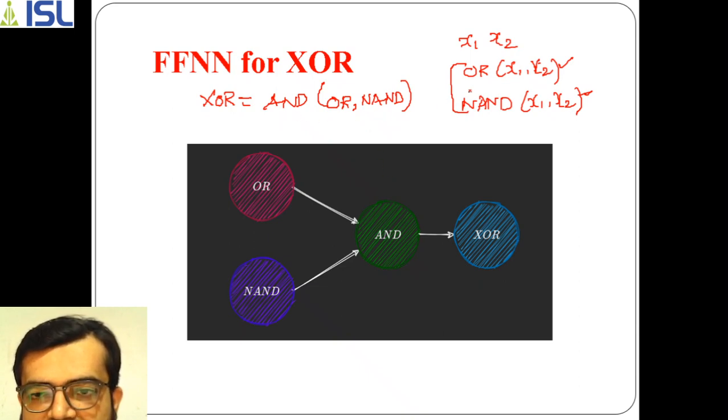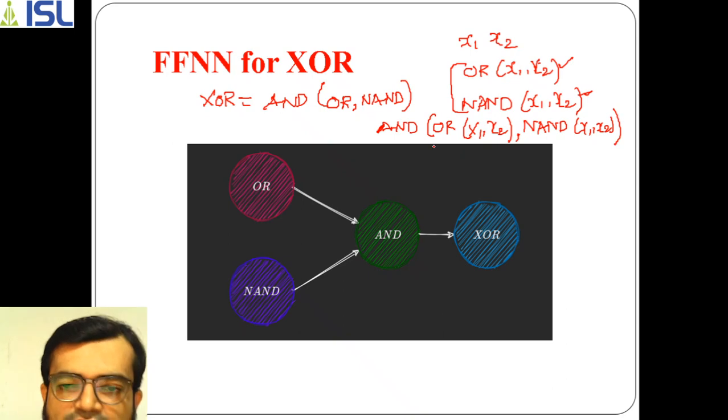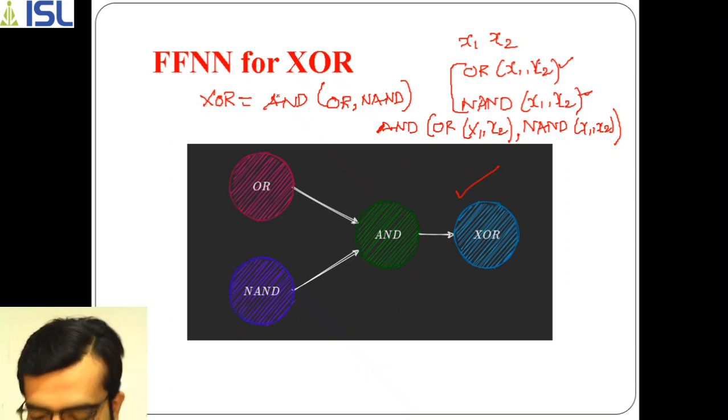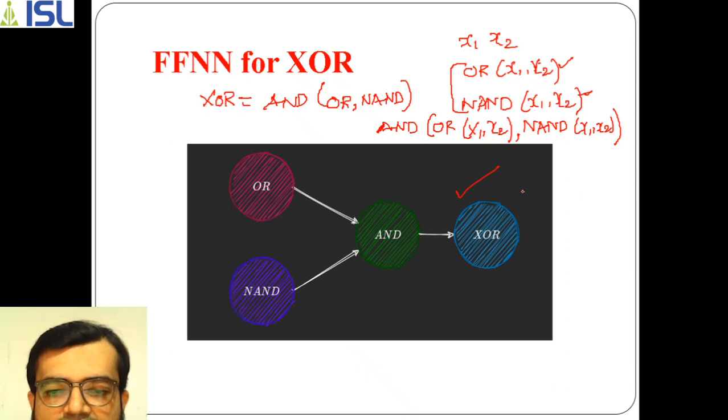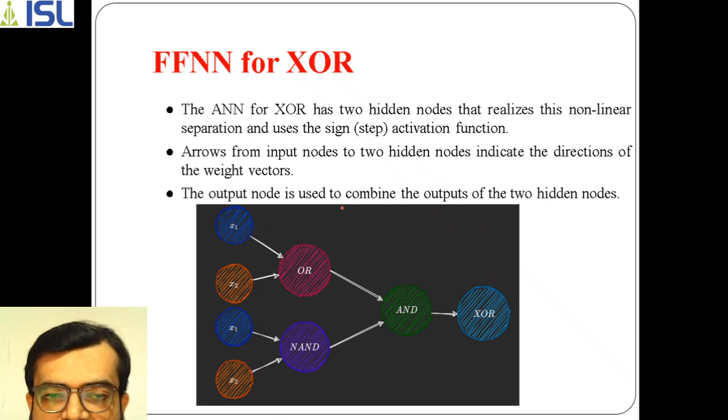So this is AND of OR of x1, x2, comma, NAND of x1, x2. In that sense, overall you will get the XOR value. So in this way the XOR function works. Now we will see exactly how this XOR function actually works.